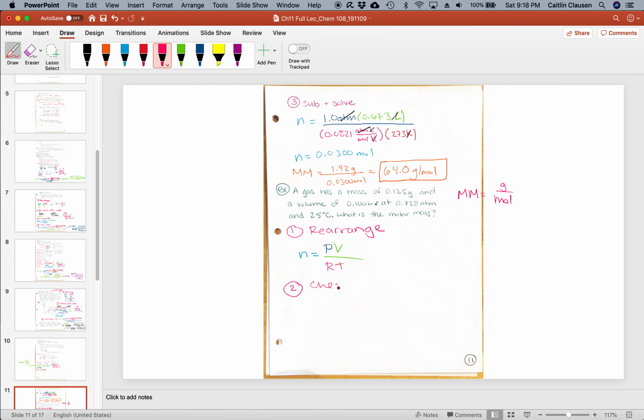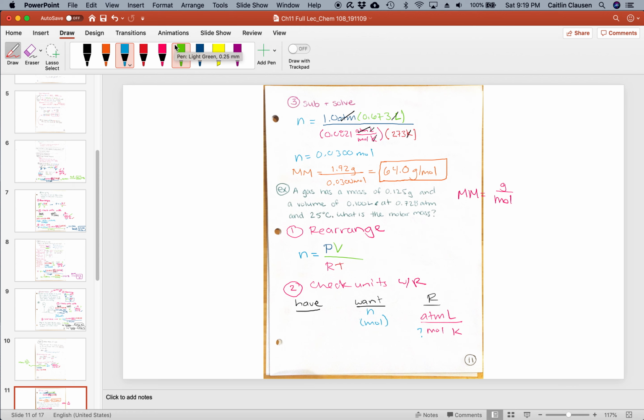You then want to check the units against R. So what do we want, and what is R? R is atm liters per mole Kelvin. We want to find n in moles, so we don't know that. So we should be given everything else.